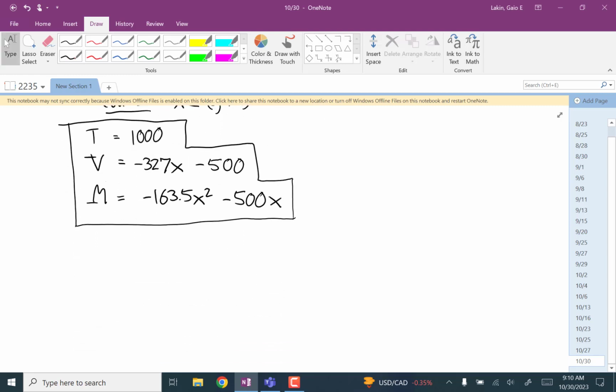Okay, so cut 2. This is for x's between 1.5 and 3.